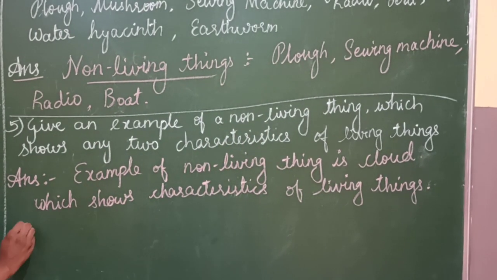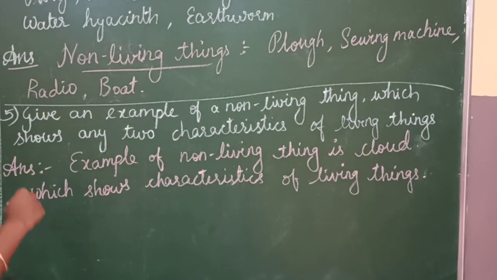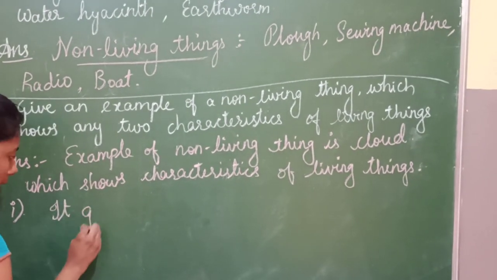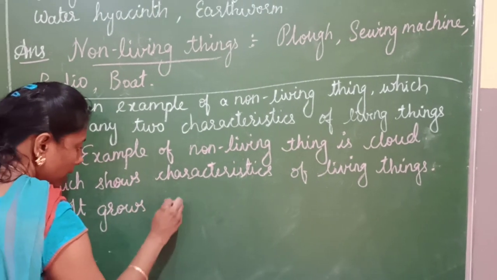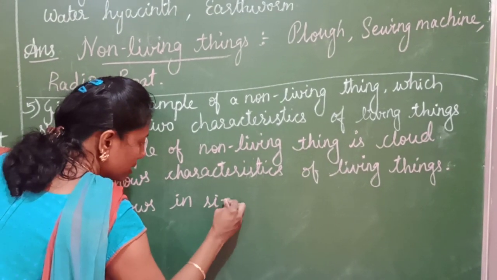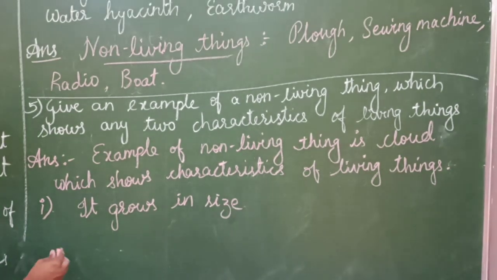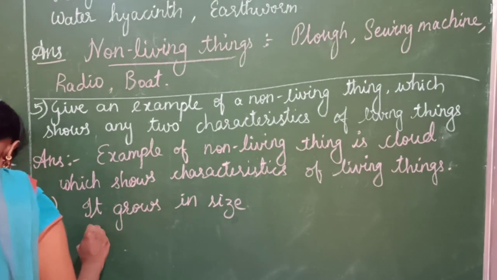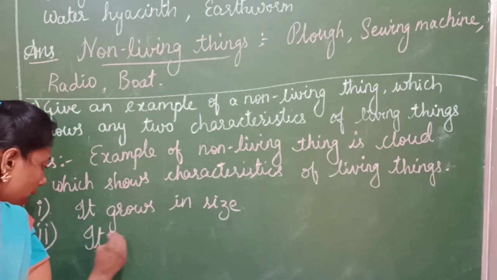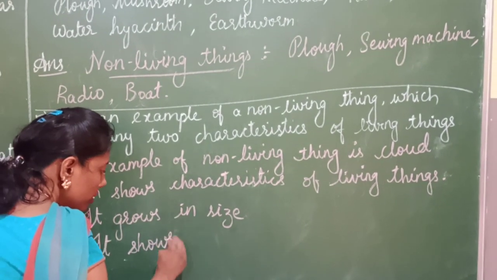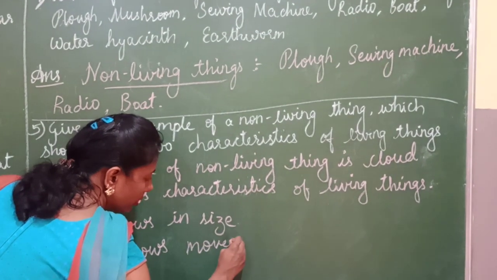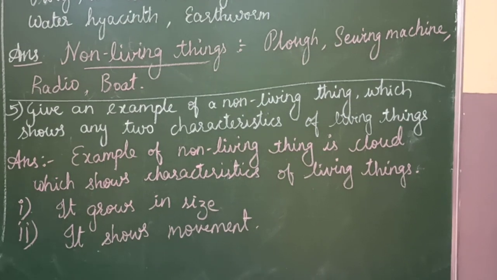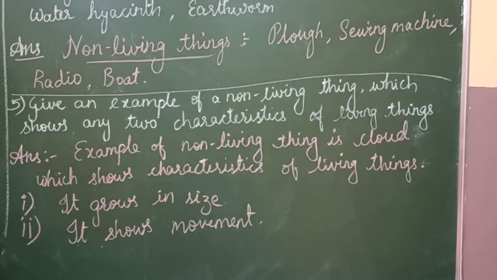And which are the characteristics shown by cloud, children? It grows in size. More water vapor collected, then the growth will be more. Then next is it shows movement. So these two characteristics of living things are seen in this non-living thing, cloud.